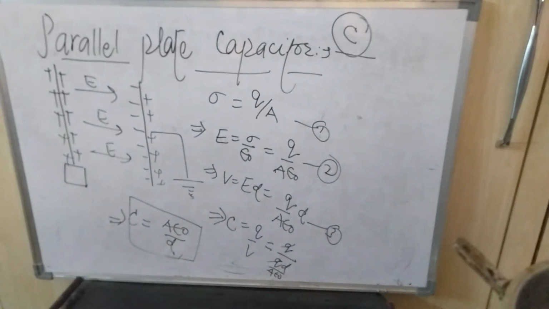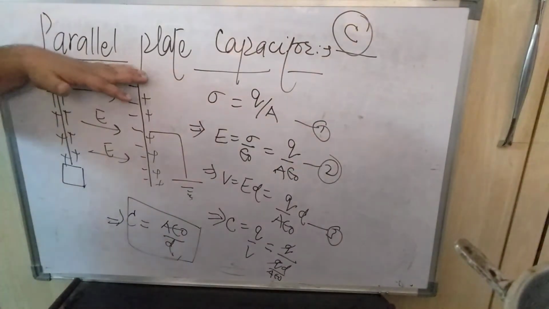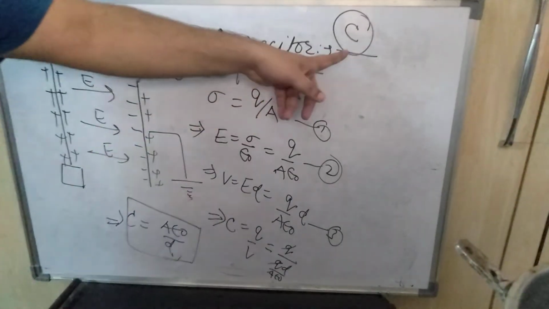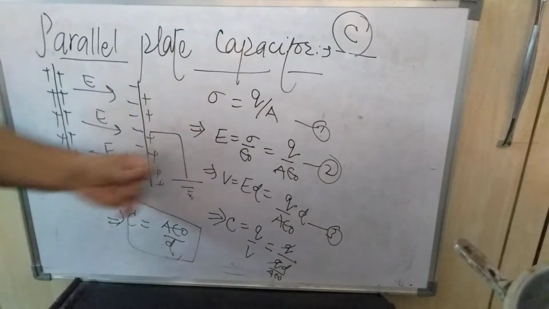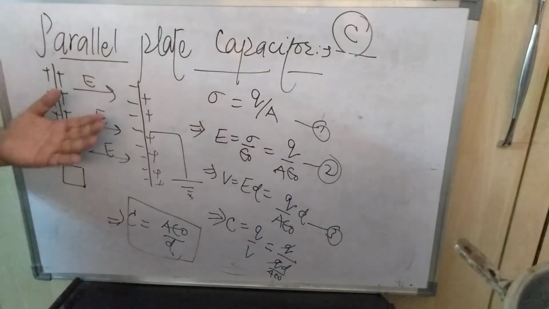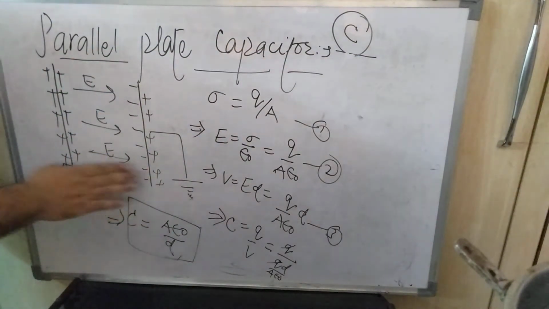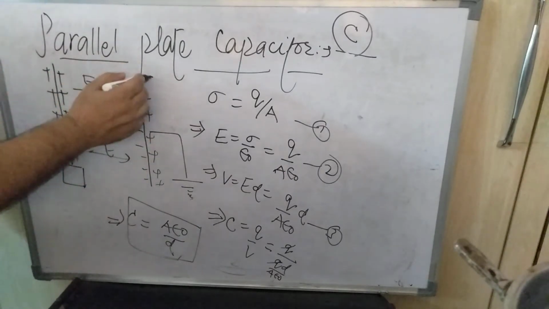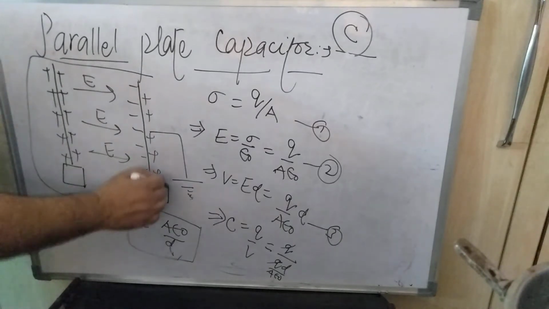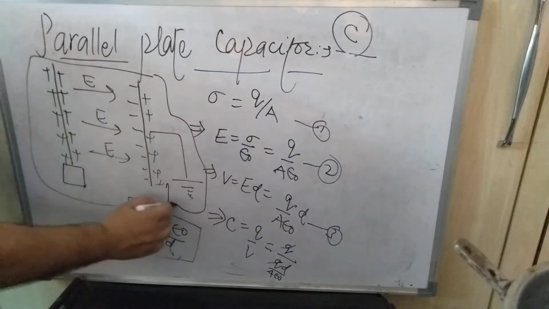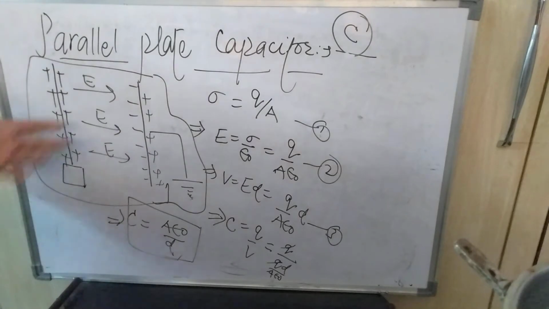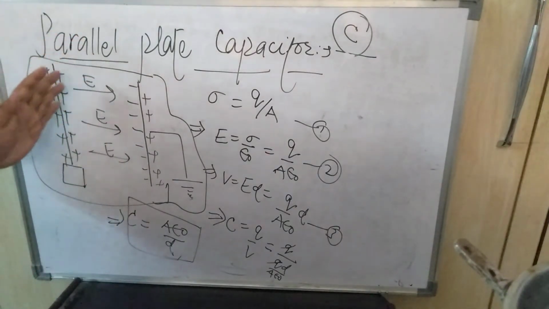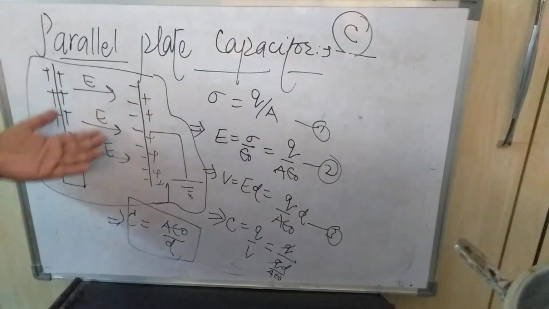Now we are just evaluating the capacitance of the parallel plate capacitor. First of all, you have to understand what capacitance is. Capacitance basically defines how much charge can be accumulated by the system. This whole system, the parallel plate capacitor: how much charge can be stored by its plates, that is its capacitance.